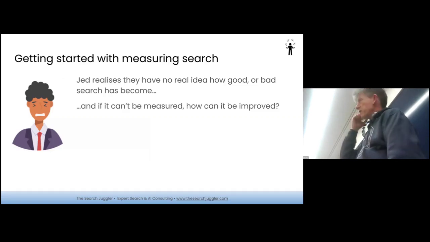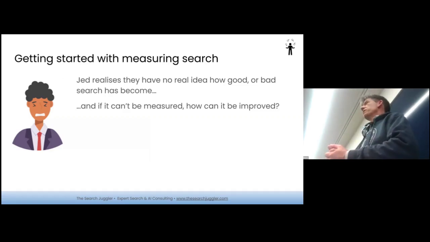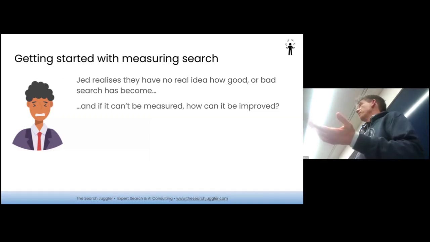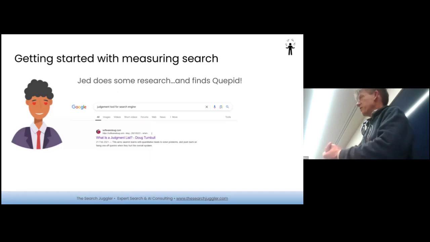So Jed is not very happy at this point. Jed doesn't know how good or bad search is, and if you can't measure it, how can you improve it? So Jed does some Googling, searching for some kind of search judgment tool, and finds a blog post by Mr. Turnbull, who some of you are familiar with. Doug wrote an article about judgment lists. This is a list of, again, those judgments of how good or bad a set of results are.